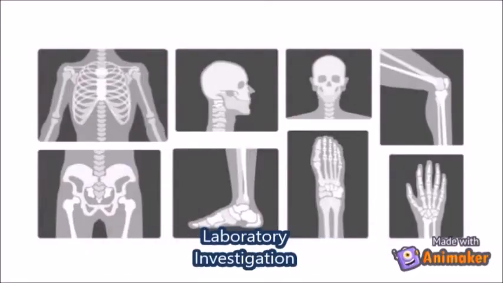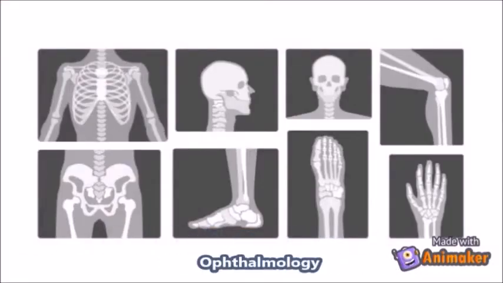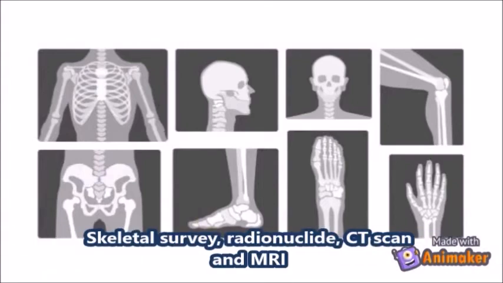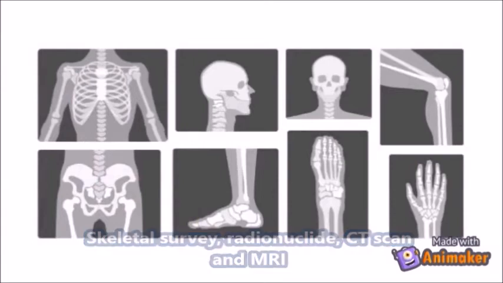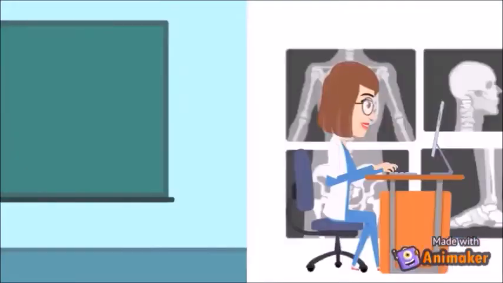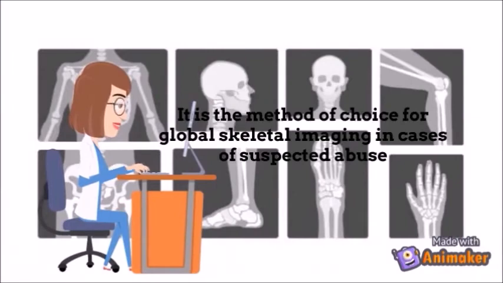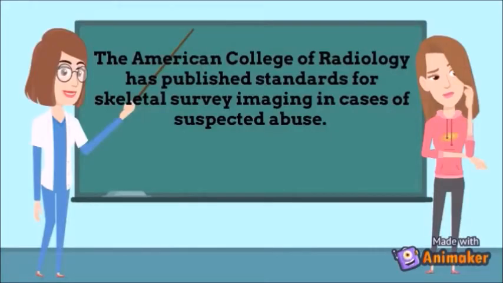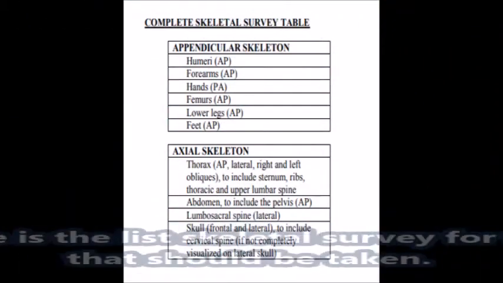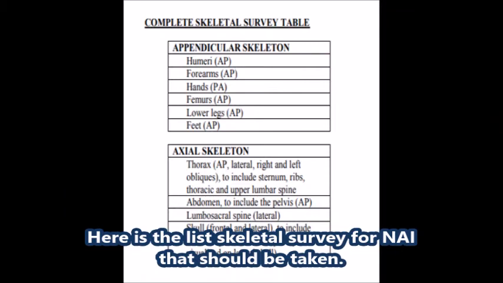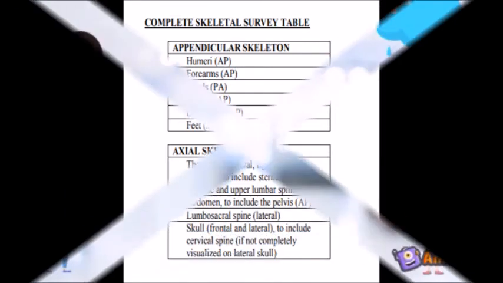This includes laboratory investigation, ophthalmology, and diagnostic imaging such as skeletal survey, radionuclide, CT scan, and MRI. The first investigation in diagnostic imaging is the method of choice for global skeletal imaging in cases of suspected abuse. The American College of Radiology has published standards for skeletal survey imaging in cases of suspected abuse. So here is the list of skeletal survey for NAI that should be taken.